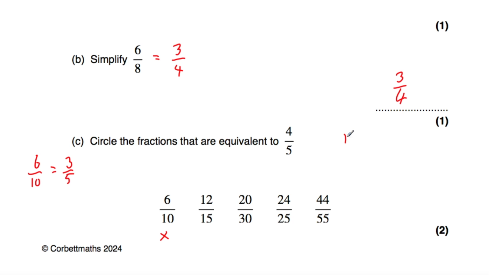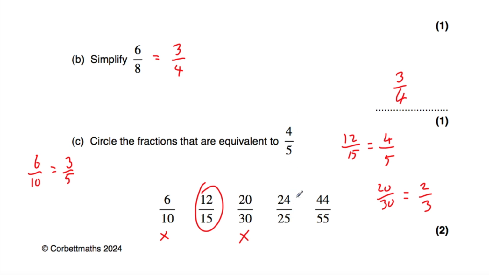12/15. So if we've got 12/15, 12 and 15 are both divisible by 3. 12 divided by 3 is equal to 4, and 15 divided by 3 is equal to 5. So that one's equal to 4/5, so let's circle it. 20/30, well 20/30, I can see straight away that's going to be 2/3 because both of those numbers are divisible by 10, so that's going to be 20 divided by 10 is equal to 2, and 30 divided by 10 is equal to 3, so that's going to be 2/3, that's not 4/5.